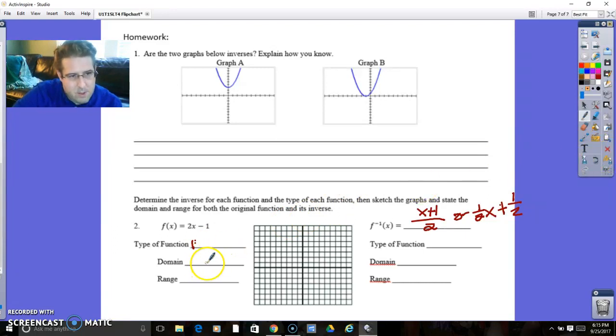Okay, so pen's not working with me, so hopefully you're just watching the video. So that's linear, so it's going to start at -1, it's going to go up 2, right 1, up 2, right 1. Looking like that, so there's the original function.